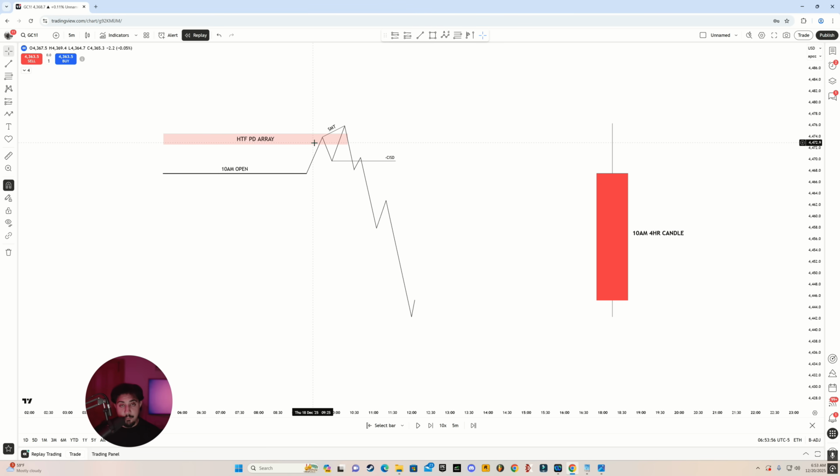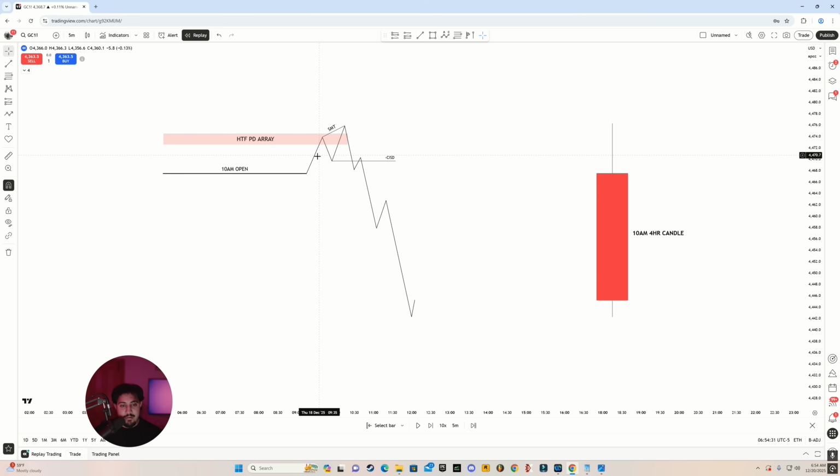And then this is the most important thing. We need to see SMT divergence around the PD array. So if we go into the higher time frame PD array, so let's say that you're looking at gold futures here, right? Where gold creates a higher high, higher low, and then a higher high. But for gold, the correlating asset is silver, okay? And if you're trading NQ, then the correlating asset is ES or US 30 or Dow Jones, right? We don't want to use the US 30 because that is CFD, so Dow Jones, right?